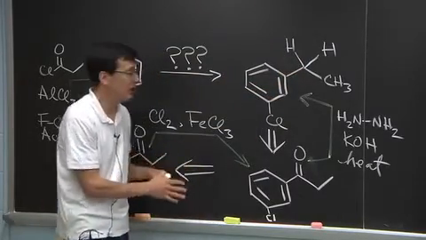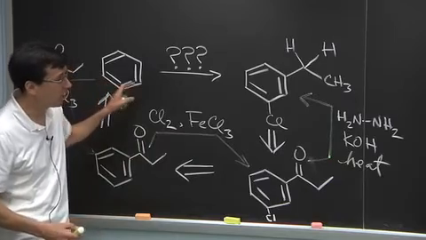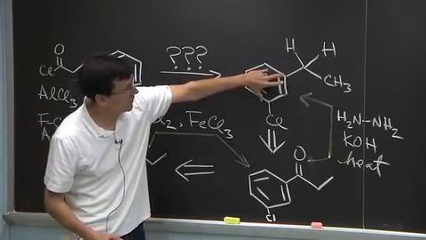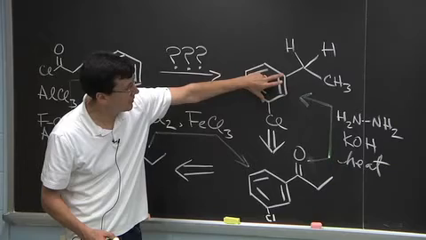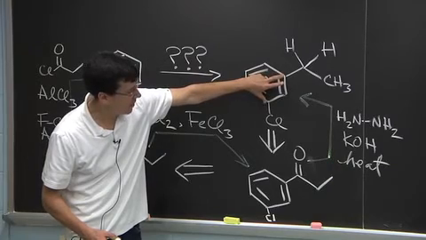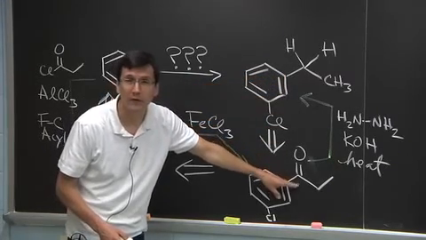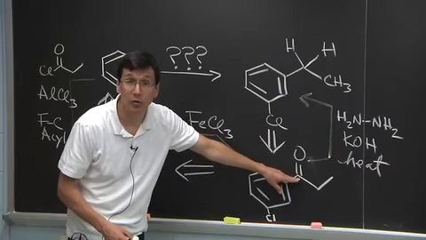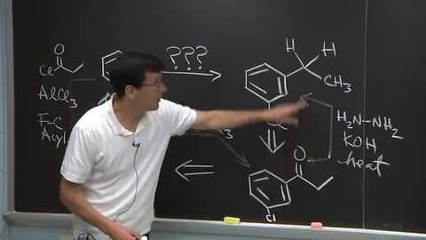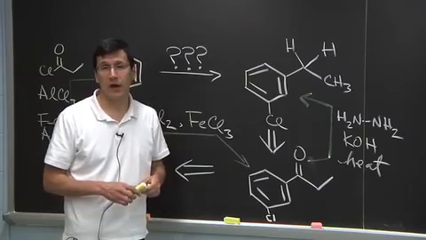So strategically, the key to this was recognizing that in order to have these two groups be meta to each other, there must have been at some point in the synthesis a meta-directing group on the ring that we then were able to convert into the desired alkyl.